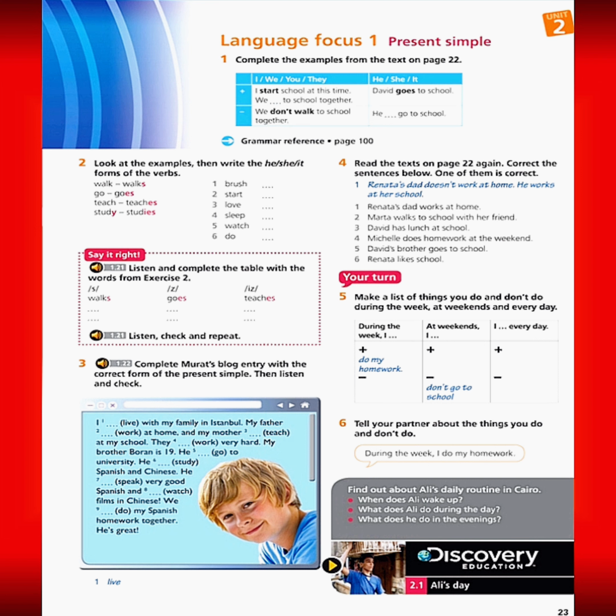We use adverbs of frequency to say how often we do something. They go after the verb be, but before the main verb, such as she's always happy. He never smiles. Section 3. Put the adverbs of frequency in the correct place. Go ahead, pause the video, then do this exercise, and then unpause for your corrections.